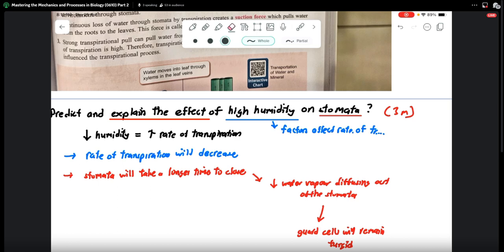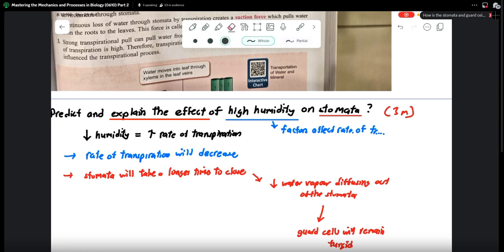Okay, does this make sense? The vapor doesn't leave. Hmm. The vapor doesn't leave because the water. Yes. Okay. If you mention this, then this is correct. If you mention this, but then you cannot mention water potential gradient.